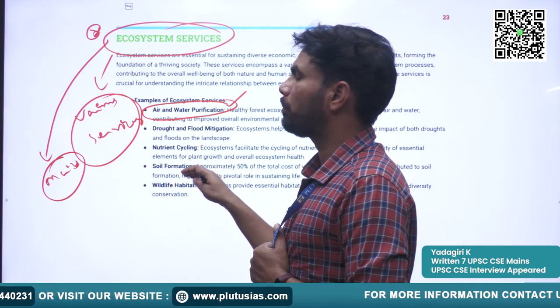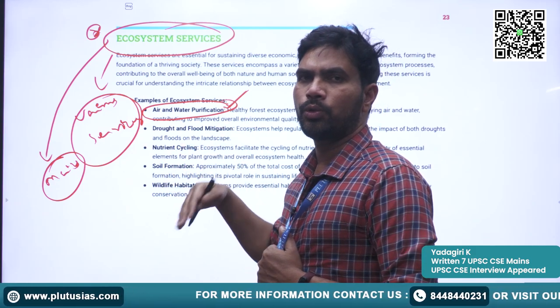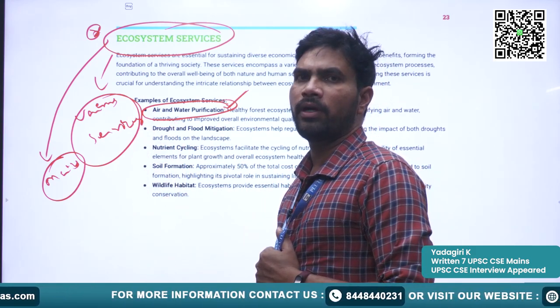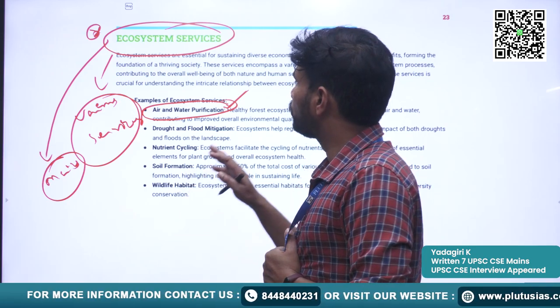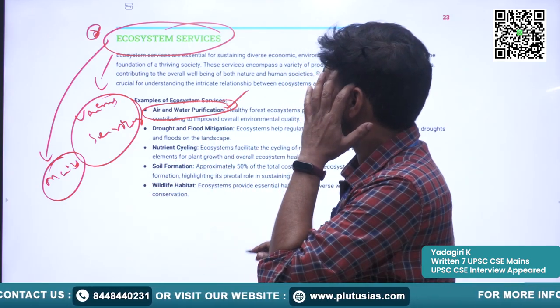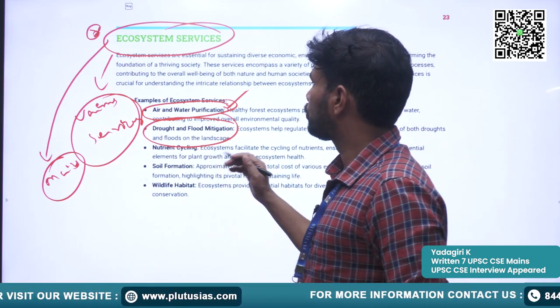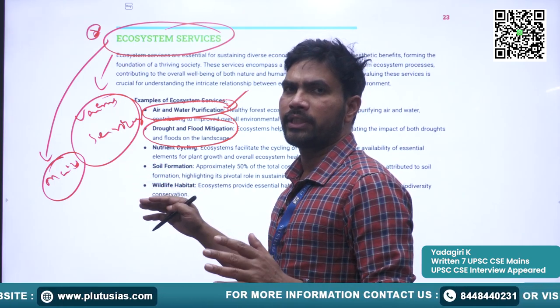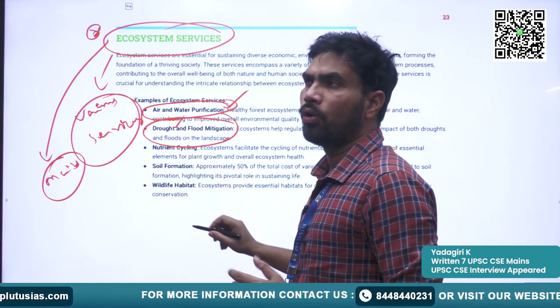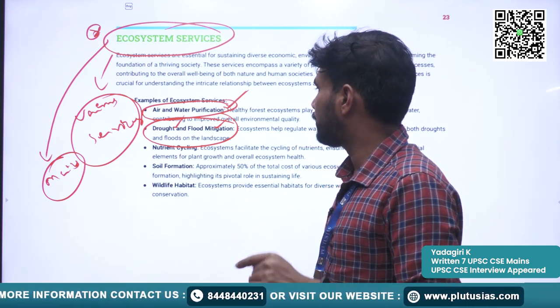So plants purify the air. Similarly, the water is purified through the flowing rivers, through the filtering of the groundwater, right? So through all these actions, the air and water is purified. Similarly, drought and flood mitigation. Through the processes of nature and environment, drought and flood like situations are mitigated, means they are controlled.